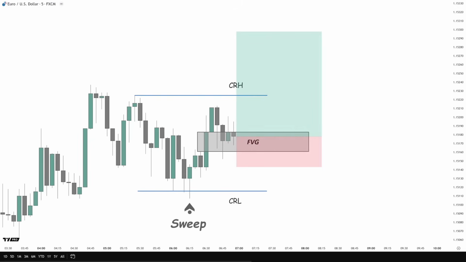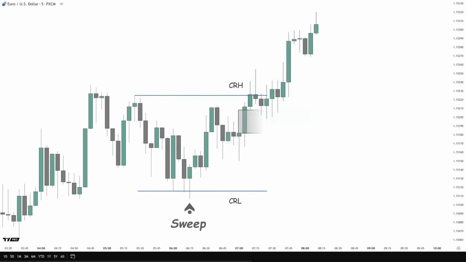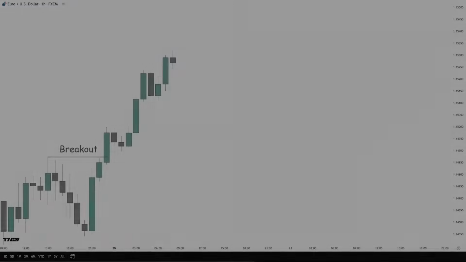Now for the targets, as mentioned before, we always close half of the position when the price reaches our 1-to-1 target. And for the second half, we let the profits run. Even if we miss this trade, see how many times price created FVGs along the upside move and gave us trading opportunities. So here we had our first successful trade. But let's continue on the 1-hour chart to find more setups.